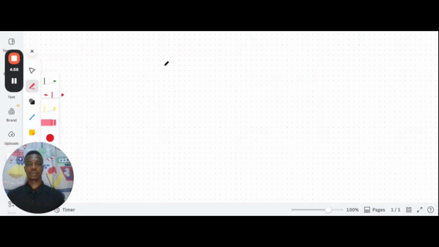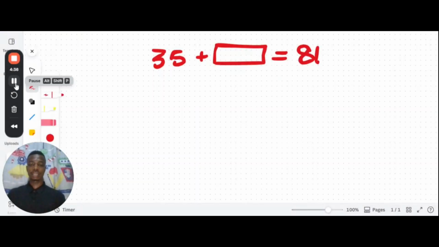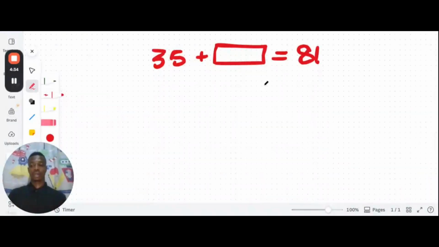So what do we do if we are told to find 35 plus something, okay, 35 plus something equals 81? Well, in a situation like this, a good way to do this is that we need to remember that addition and subtraction work hand in hand.